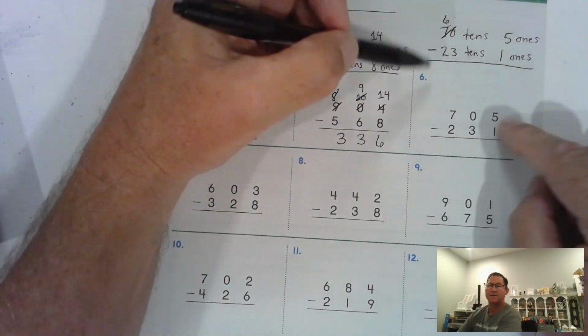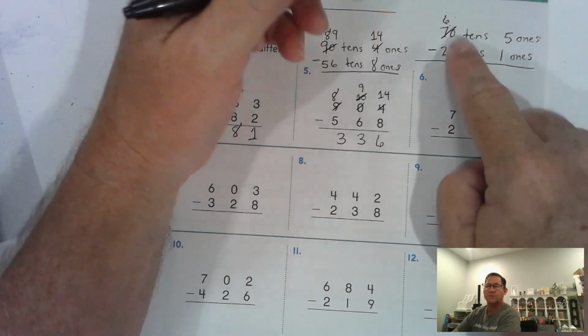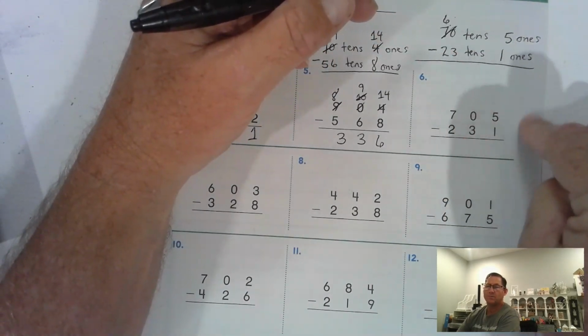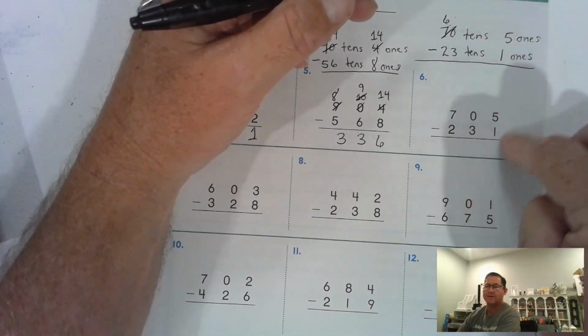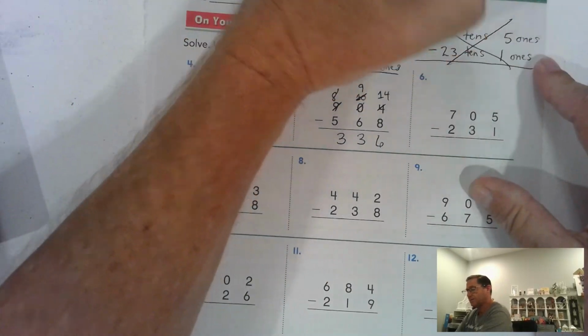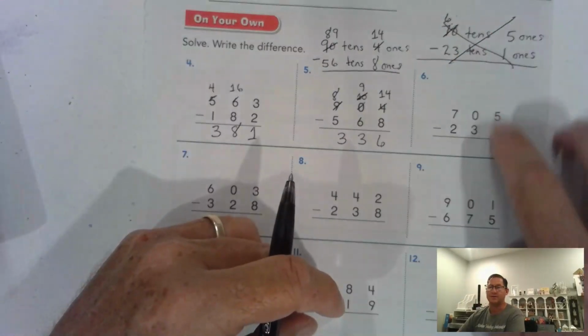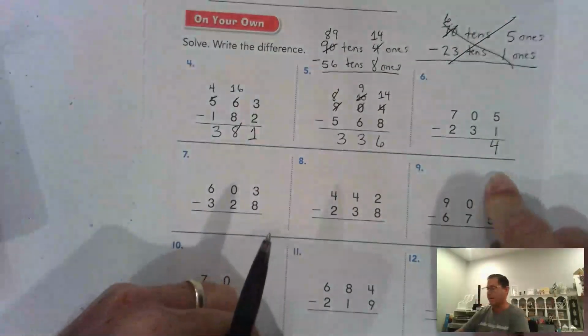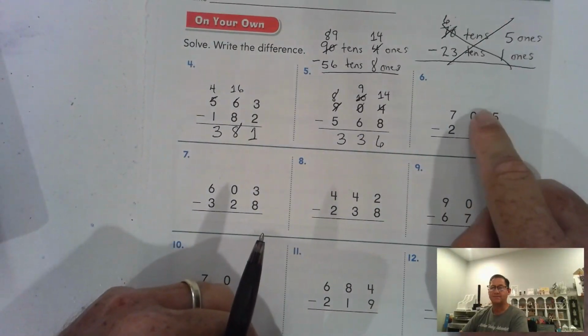Let me back up. So when I look at this one, this method where we're thinking of it as 70 tens and 5 ones, that's really the only reason we want to write it this way, if we have to regroup. Well, we don't have to regroup the ones here. So let's not use this idea. So here, let's just subtract. 5 take away 1, 4. Okay. Can I take 3 tens from 0 tens?